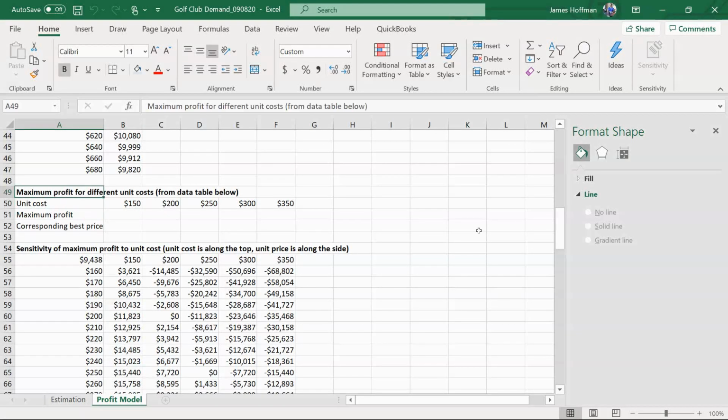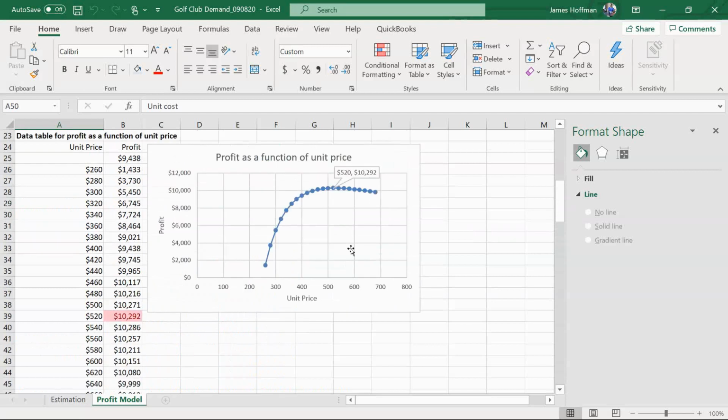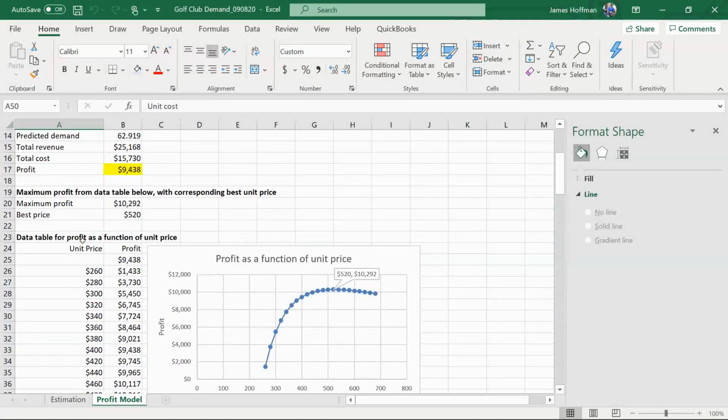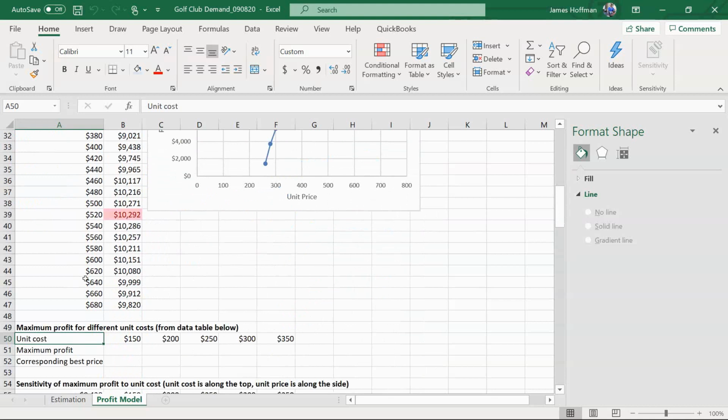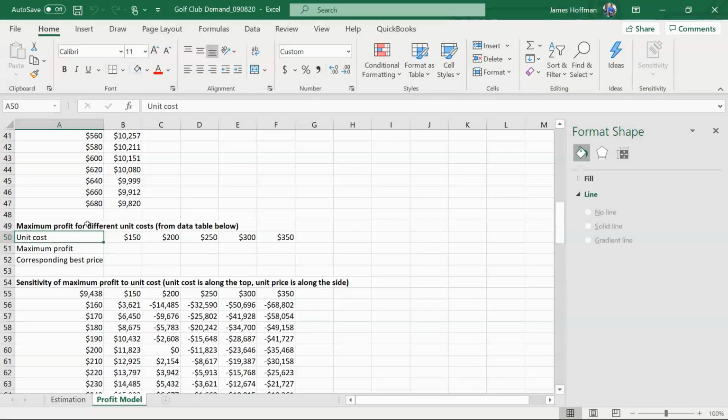You can see up here we've got some cells to input, maximum profit for different unit costs. Up here, we were just concerned about unit price. What's the best unit price? But in this further analysis, we also want to see what happens if not only the unit price changes, but it also gets more costly to produce the clubs. If these are the unit costs, what price should we charge at each of these five possible unit costs, and then what's the corresponding best profit?